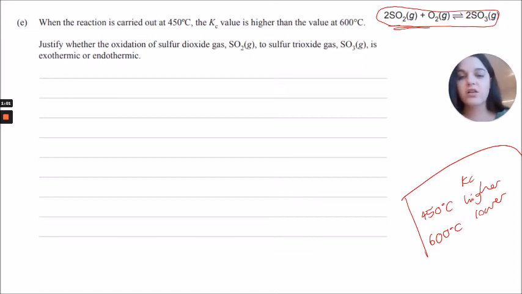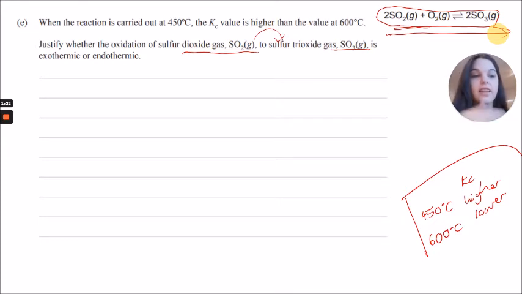Justify whether the oxidation of sulfur dioxide gas, SO2, going into sulfur trioxide is exothermic or endothermic. So they're asking me this way, forwards: is that exothermic or is that endothermic? And all I've got is my changes in Kc. The last time we looked at this, they told us forward is exo or forward is endo by looking at the delta H value being positive or negative. This time, they've given me the Kc information and want me to tell them what sign delta H would have.